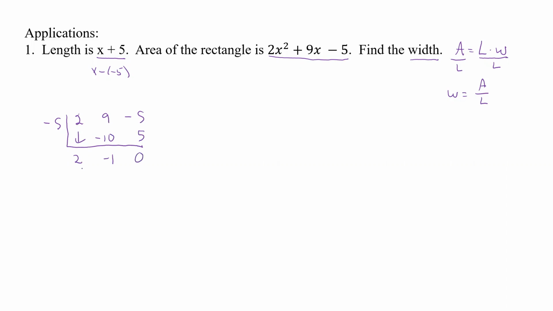And so this says we get 2x minus 1, and that is going to be our width. And so that's all we have to do, is we just had to divide those out, and we get our width out of there, because we took area divided by length. This is our area, this is our length, and we get out, remember, it's 1 less than what we had here, so that's the x's, that's the numbers, and that's our remainder.